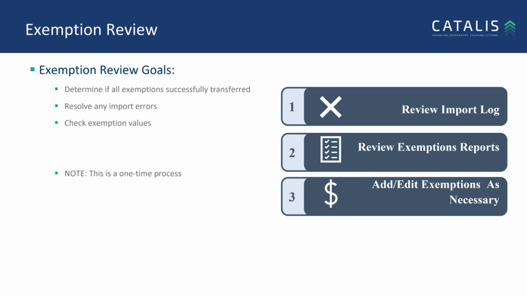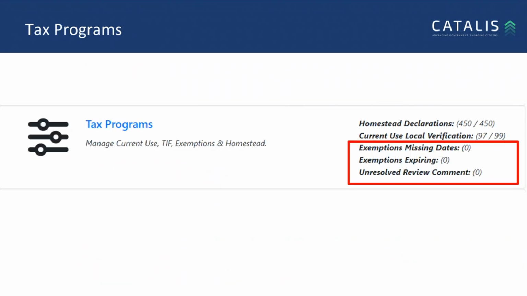And I do want to note, this is a one-time process, right? We've got all your exemptions in now. We're going to reconcile them, true them up. We'll push them into 25. And then that's it. Now you're on to just normal maintenance of your exemptions as you normally would. So this reconciliation, just a one-time process. So let's take a look at what that entails.